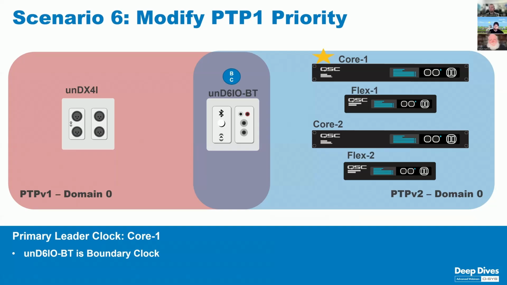And so by modifying our priority values for the core, we can influence it to be our clocking leader for our network. So instead of our Bluetooth wall plate being the clock leader, it is now just the boundary clock between version 1 and version 2. It's receiving the clock from PTP version 2, and then it's retransmitting out a PTP version 1 domain to other devices on the network. So that device is our boundary clock between version 1 and version 2.